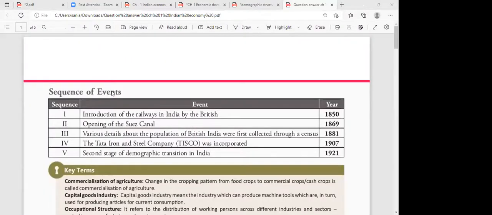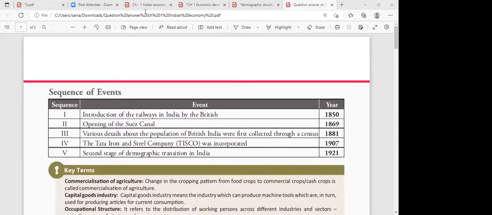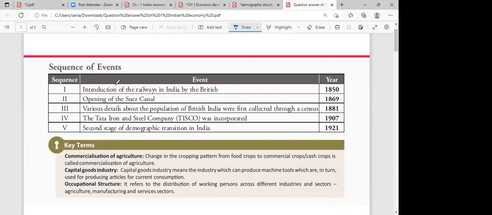Yes, students. So now you are going to write a few things, which is the sequence. This is very much important. From here you are going to learn the direct years plus the sequence. First, it is in increasing order. So you will write sequence of events or just write event. First was the introduction of railways in India, in 1850. Then the opening of the Suez Canal was in 1869.